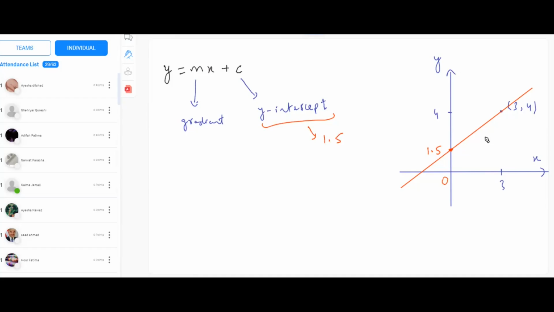Now on this point, do you know what it always is? This is the y coordinate, or you can say the value of y. It says the value of y when x is equal to 0. Right? On the y-axis, what is the value of x? The value of x is 0, right? When x is 0, then the value of y is 1.5.